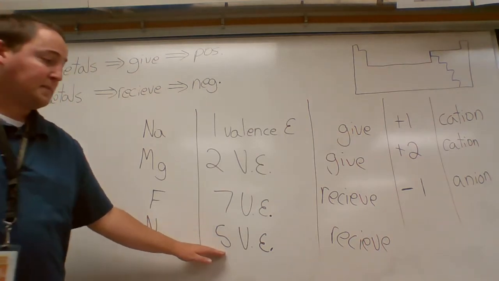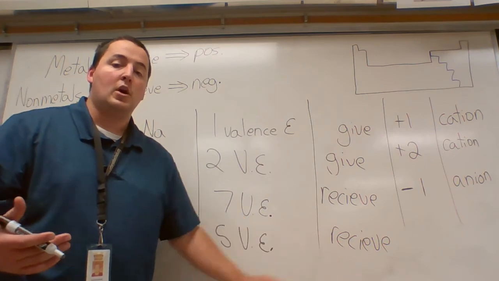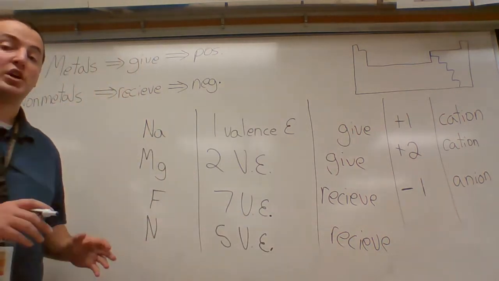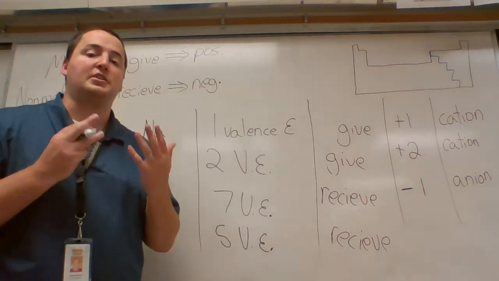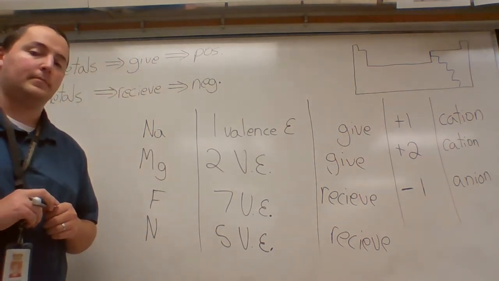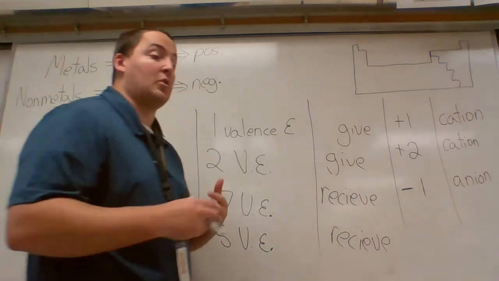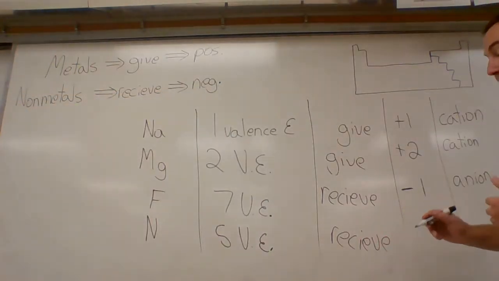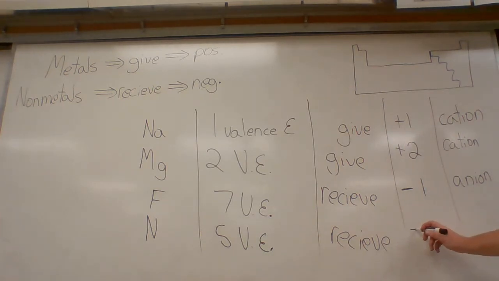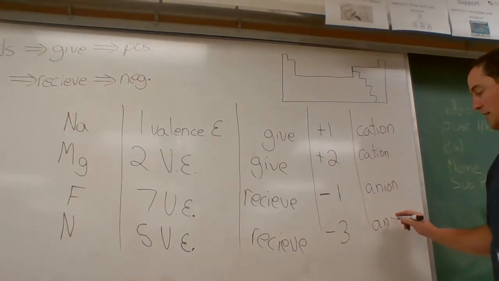Now, it has 5, and it needs to receive electrons because it's a nonmetal. So just think about this for a bit. If it's trying to receive electrons to get to the magic number 8, then how many does it need to receive? Well, hopefully you thought of 3, because in order to get to 8, it needs to receive 3. Therefore, its charge is going to be -3. And because it has a -3 charge, it's also going to be known as an anion.